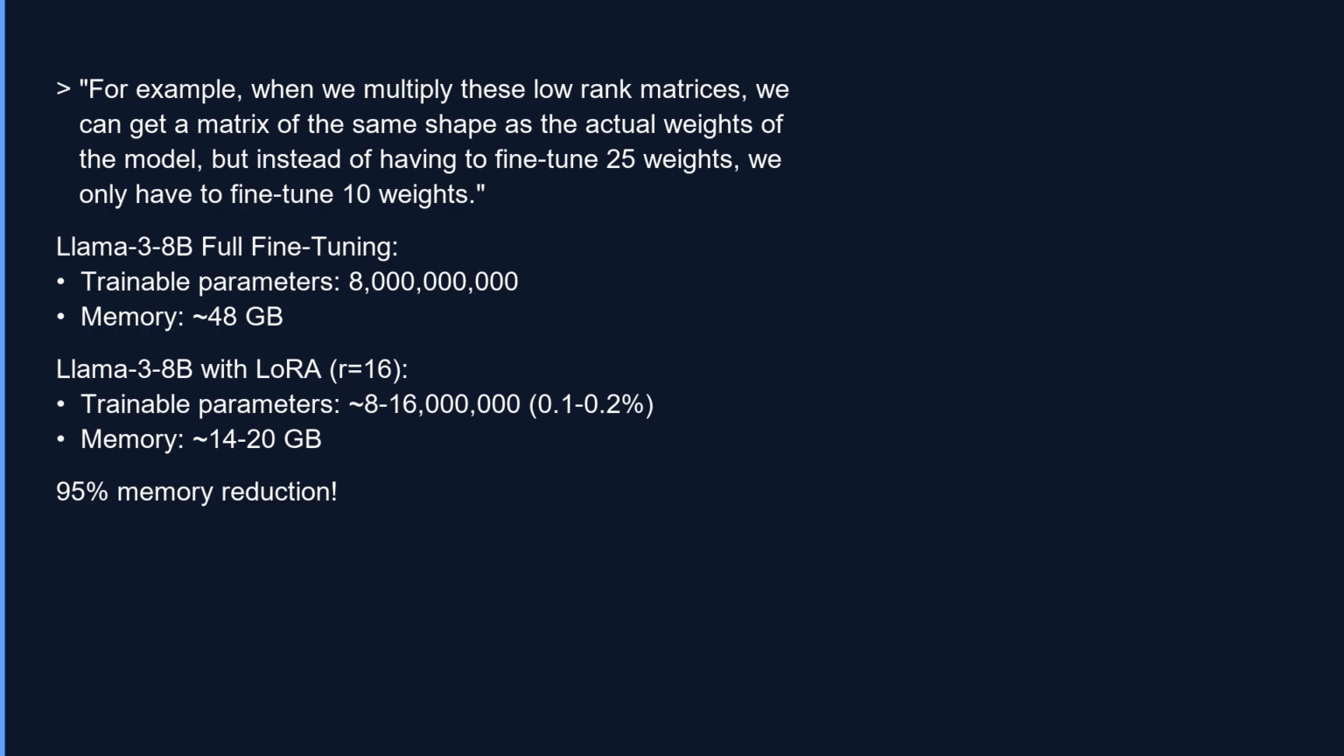Llama 3 8B with full fine-tuning: 8 billion trainable parameters. Memory: 48 GB. Llama 3 8B with low-rank adaptation, R equals 16: trainable parameters, say 16 million, 0.102%. Memory: 14 to 20 GB, a 95% memory reduction.